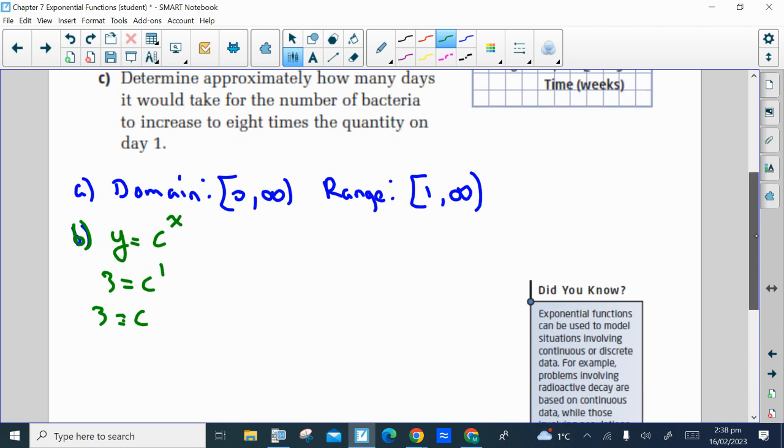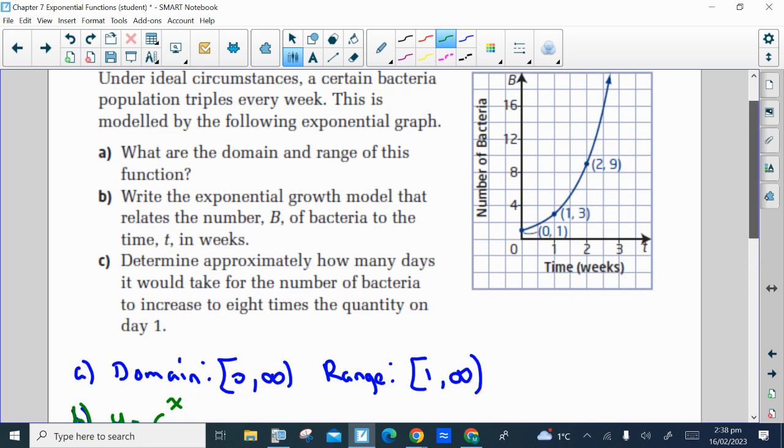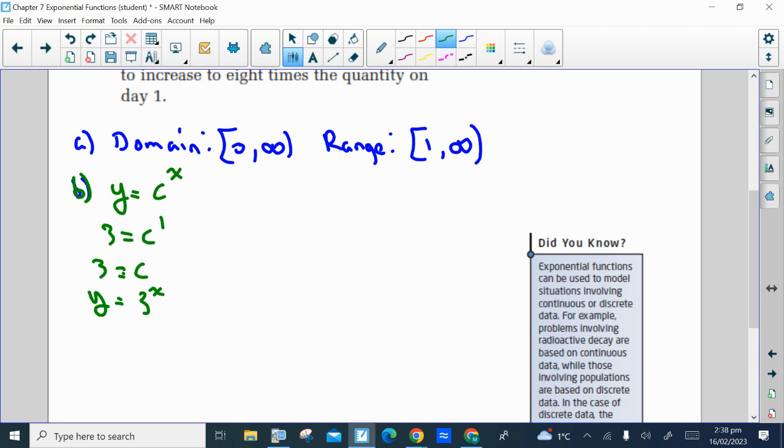Okay, so our equation is y equals 3 to the x, and we may change the variables. Y is actually the number of bacteria n, and x is the time in weeks. So we might say n equals 3 to the power t, where t is the time in weeks, and n is the number of bacteria.